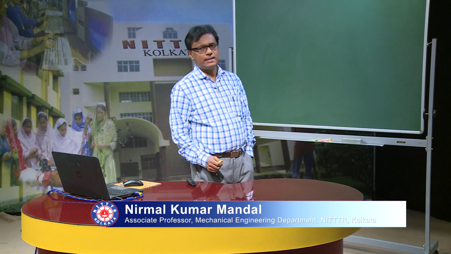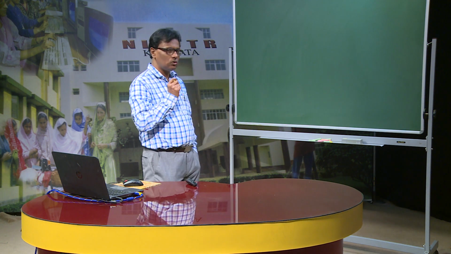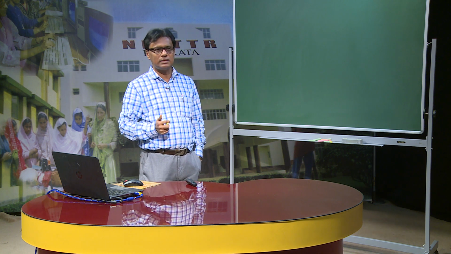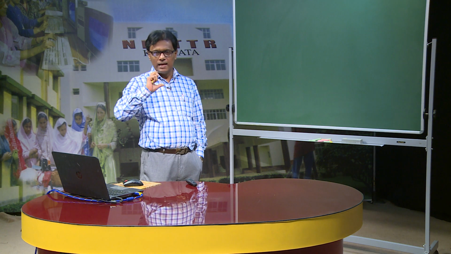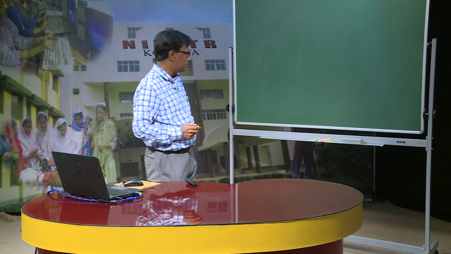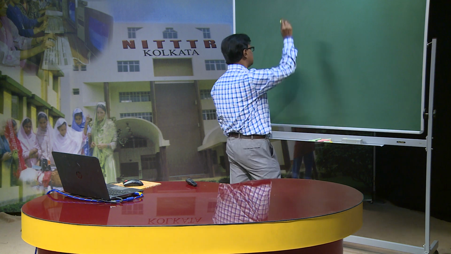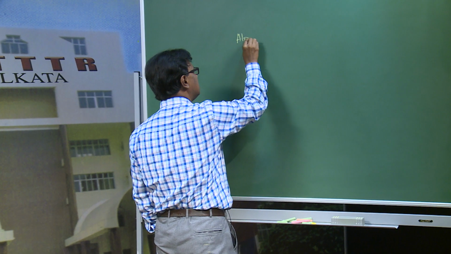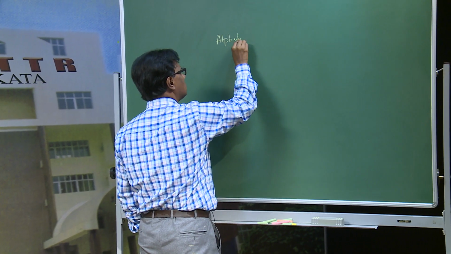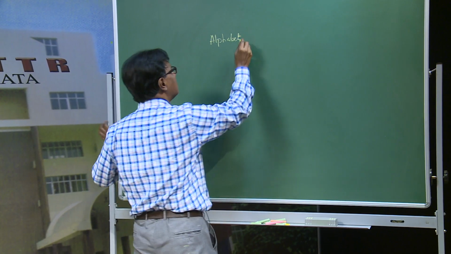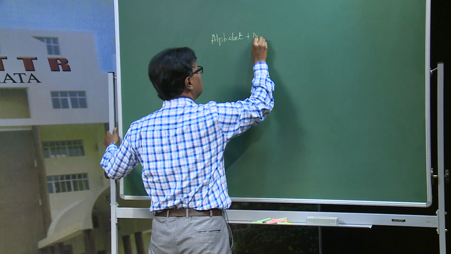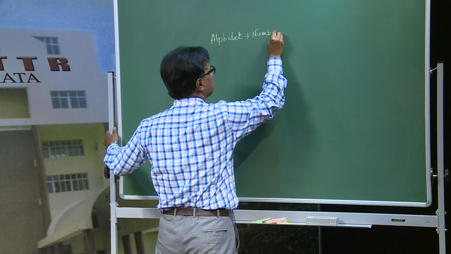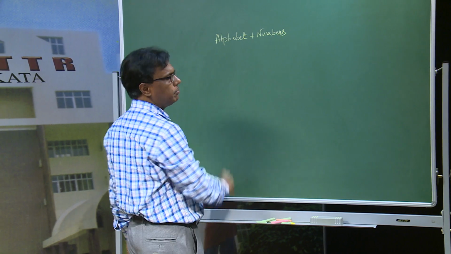In my lecture on CNC machines, I have told that every action in CNC machines is taken by some alphanumeric characters. What are alphanumeric characters? Alphanumeric characters mean alphabets as well as numbers.